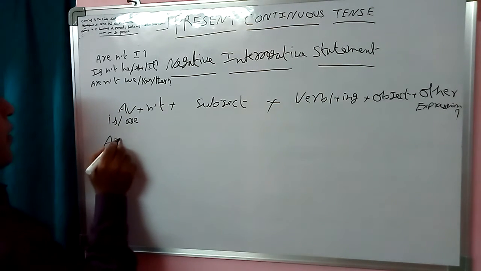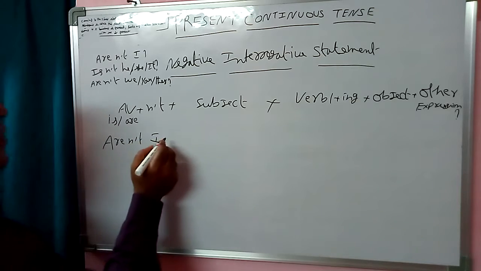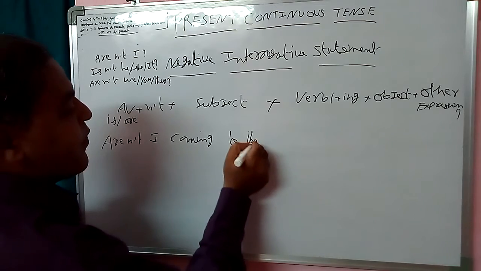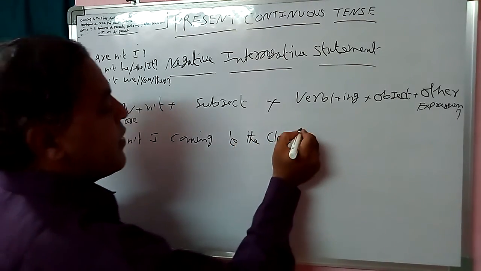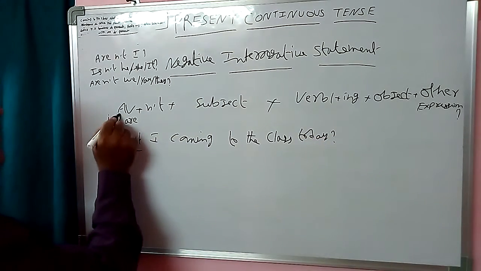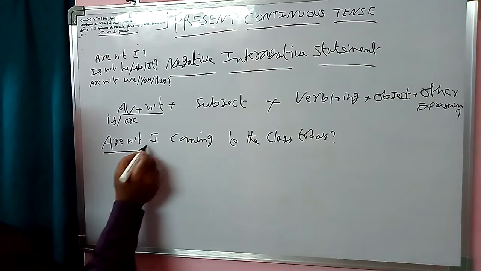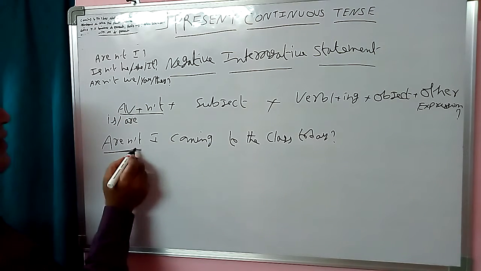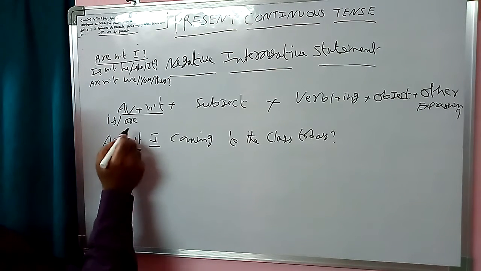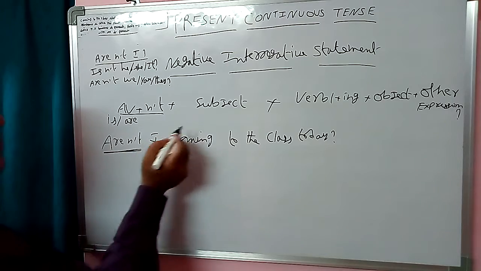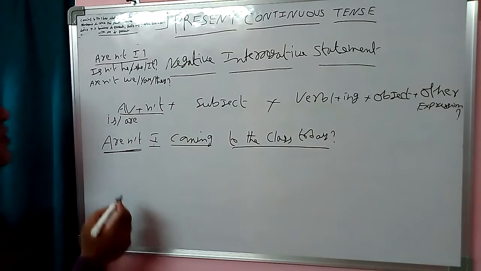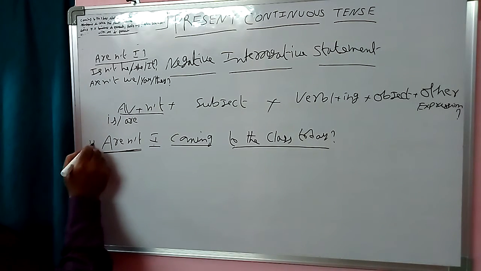Aren't I coming to the class today? Aren't, auxiliary verb with apostrophe t. Subject, I. We must use aren't I. Coming, verb 1 plus ing. To the class today, object and other expression. Aren't I coming to the class today?